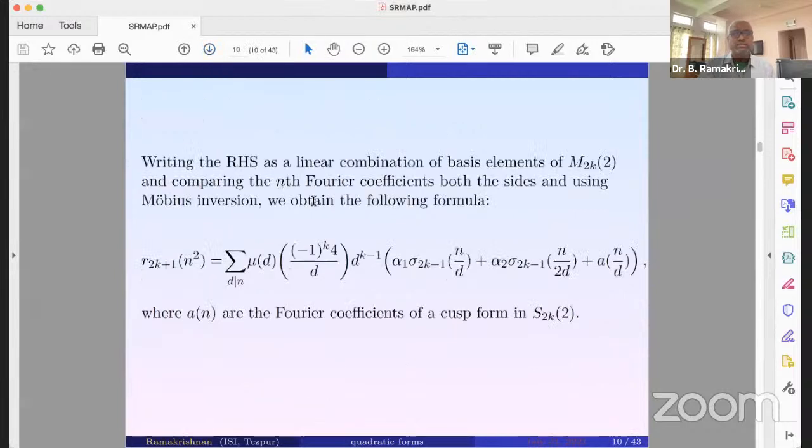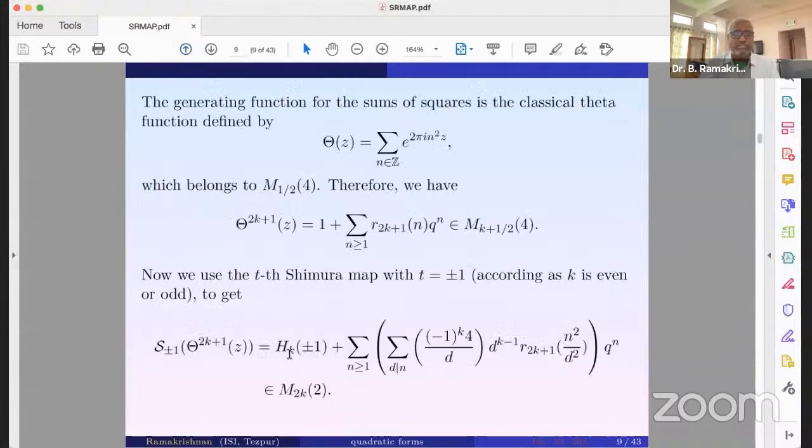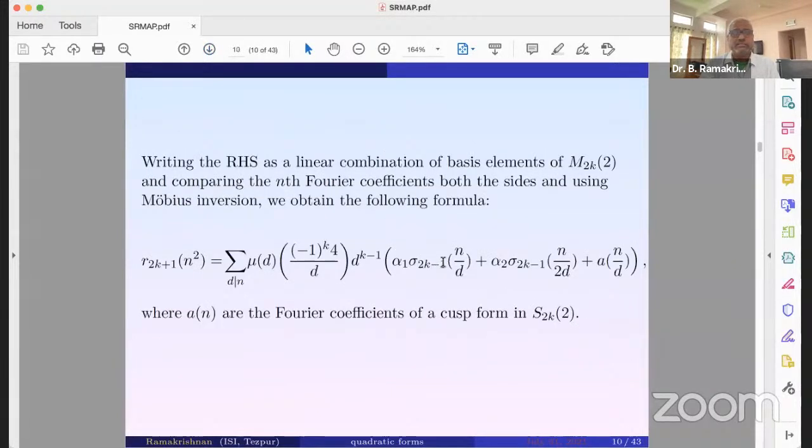So writing the right hand side as a linear combination of basis elements, the main part is to find a basis for M_2k of level 2 for general k and compare the n-th Fourier coefficients in the above equation, and then using Mobius inversion, you get r_{2k+1}(n^2) as this kind of sum. So M_2k is spanned by the Eisenstein series of weight 2k and its duplication and a cusp form. So that's what I'm writing here: the Eisenstein series E_2k(z) coefficient, E_2k(2z) coefficient, and a cusp form.